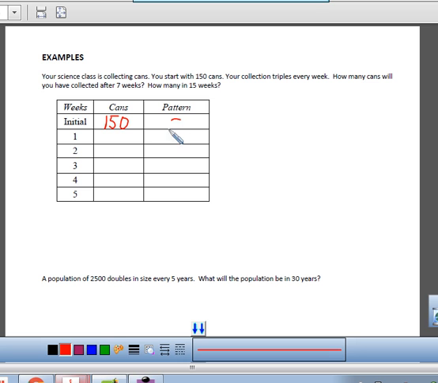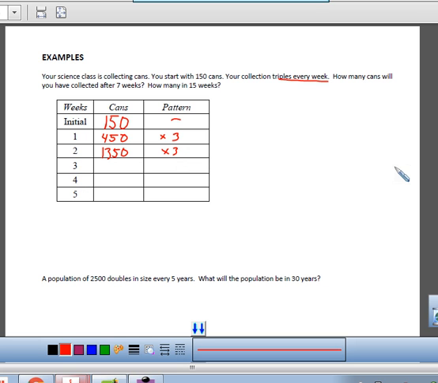The pattern, well, there is no pattern yet. After 1 week, it triples. Right? It tells us that it triples every week. So triple 150 and you get 450. What's the pattern? We're multiplying by 3. Then, to get to the next one, we are tripling again and we get 1350. And how did we get that? Well, we multiplied by 3.